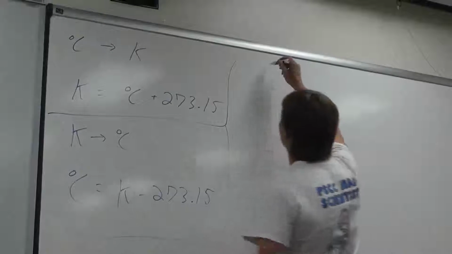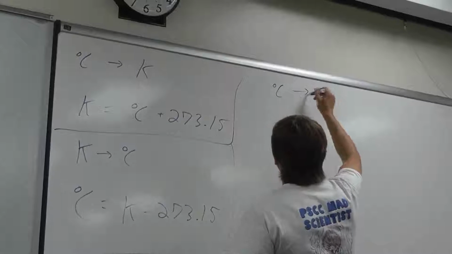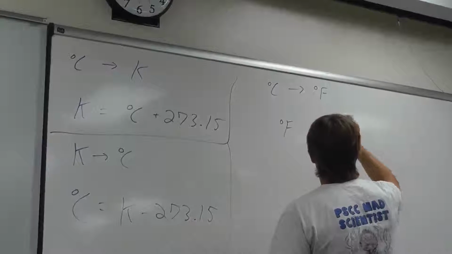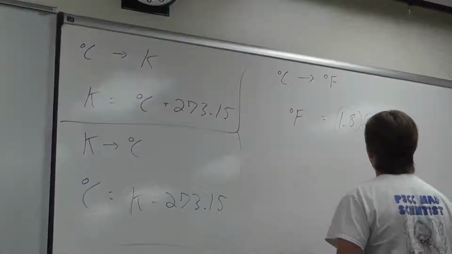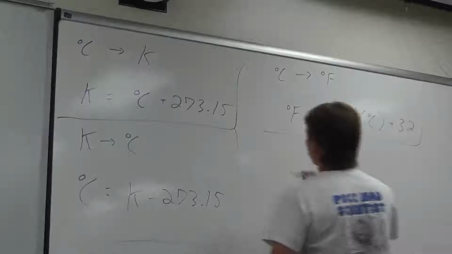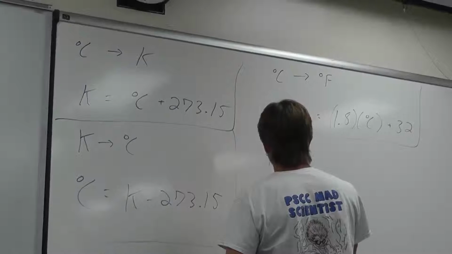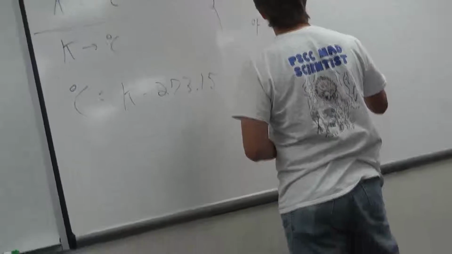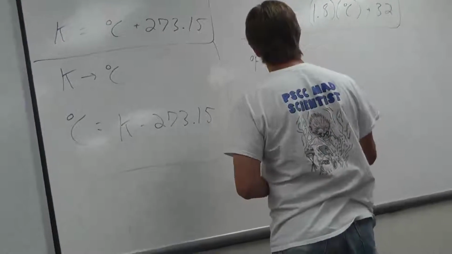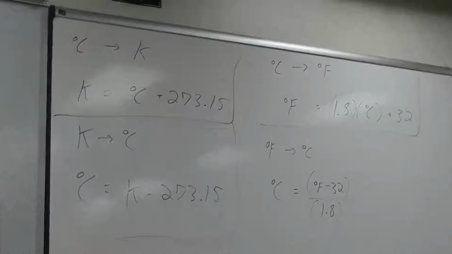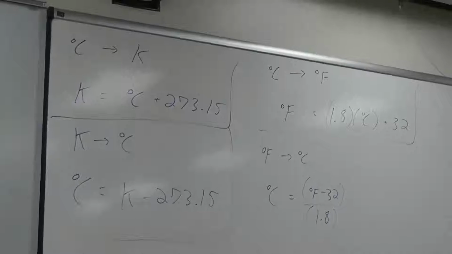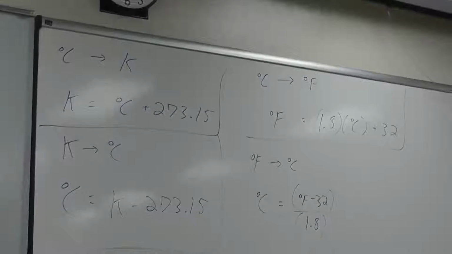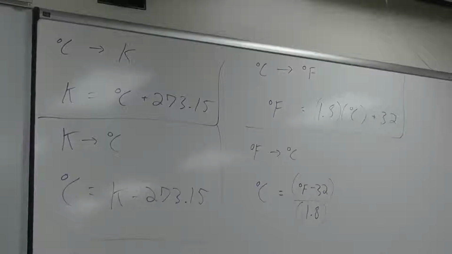Fahrenheit conversions aren't quite so straightforward. Celsius to Fahrenheit: Fahrenheit would be equal to 1.8 times the Celsius temperature, then add 32. These are your formulas to convert in and out of these units. So these conversions you need to memorize.